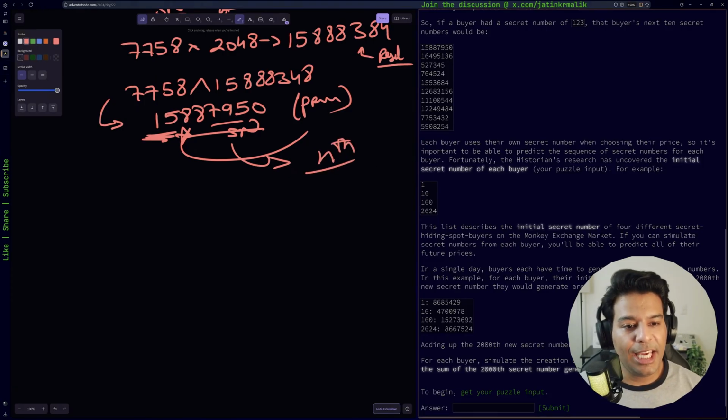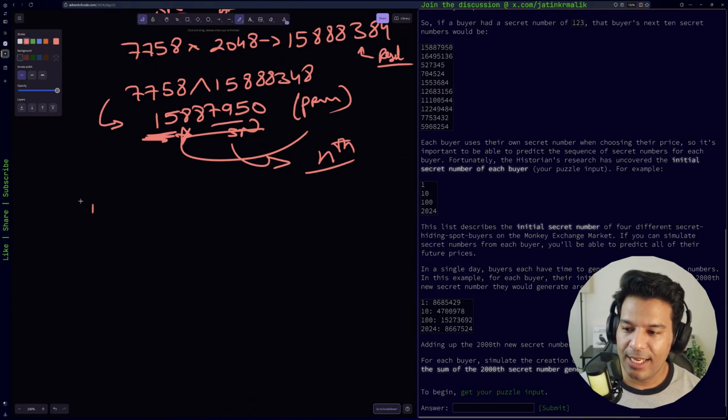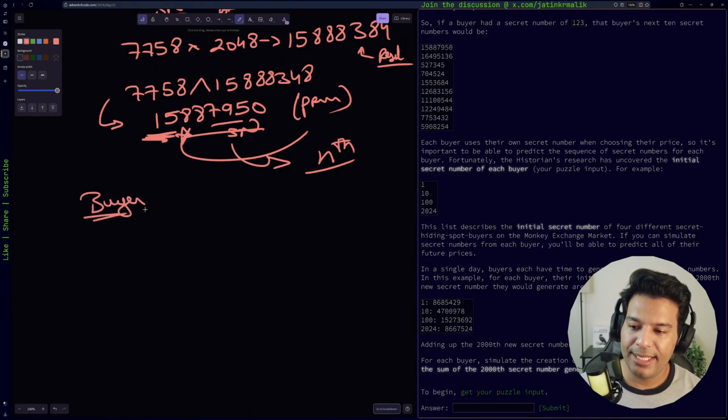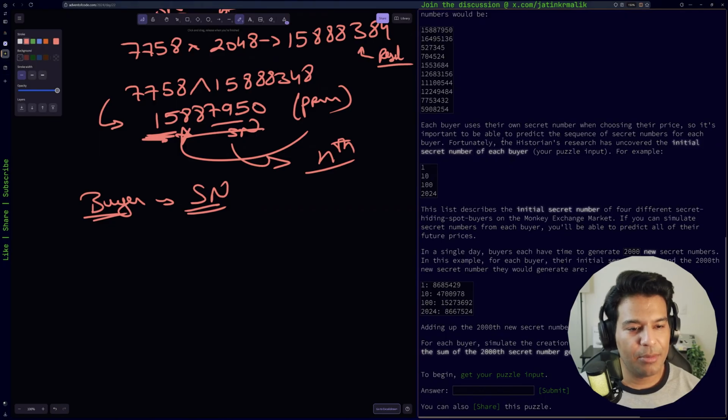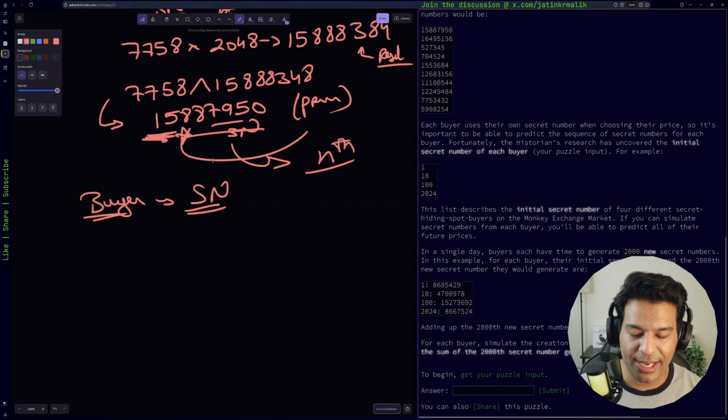But anyways, each buyer uses their own secret number when choosing their price. So it's important to be able to predict the sequence of secret numbers for each buyer. So each buyer basically has their initial secret number, similar to how we were given this 123. Fortunately, the historian's research has uncovered the initial secret number of each buyer. So this is basically the value at T0.